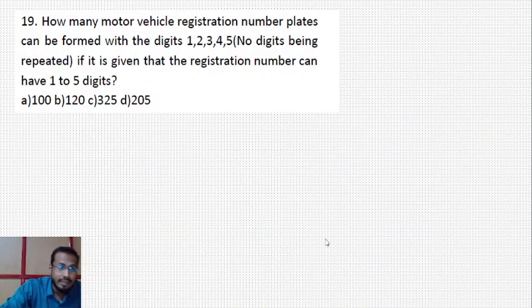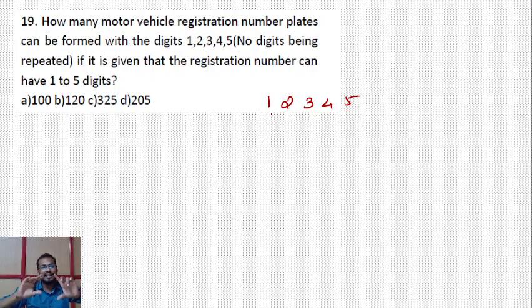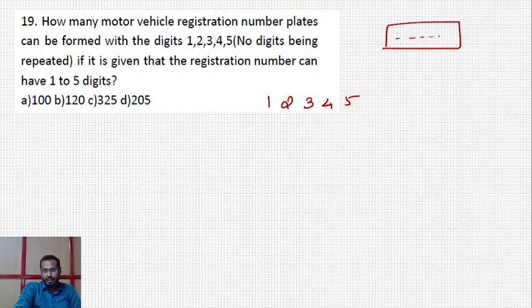Next question. How many motor vehicle registration number plates can be formed with the digits 1, 2, 3, 4, 5, no digits being repeated, if it is given that the registration number can have 1 to 5 digits? See, here there are totally 5 numbers, 1, 2, 3, 4 and 5. You can use these 5 digits and make a number plate. But don't use more than 5 numbers. From 1 to 5 only you need to use.